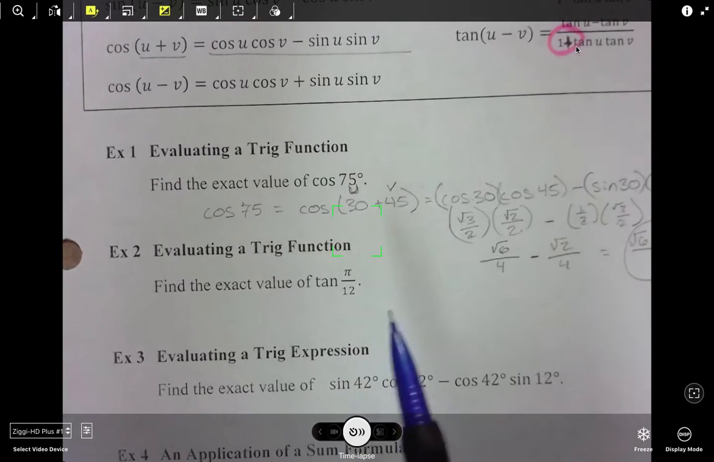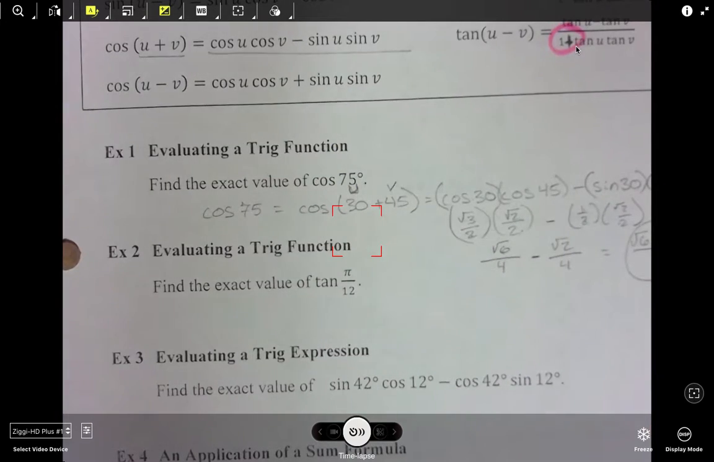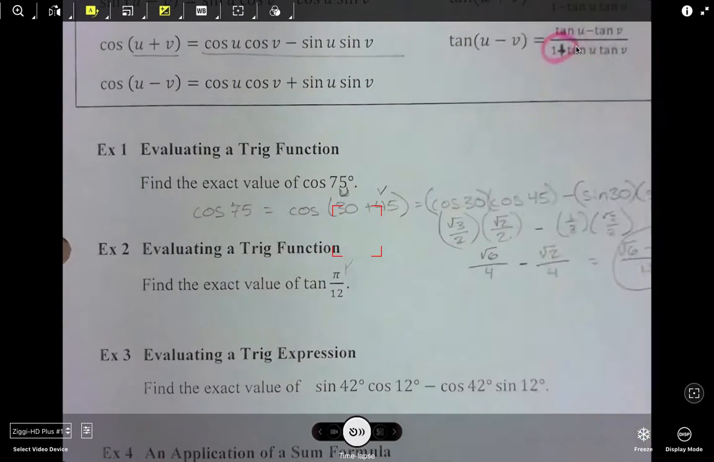All right, find the exact value of tangent of pi over 12. This is exactly the same thing as what we did up here, but it's using radians instead of degrees.